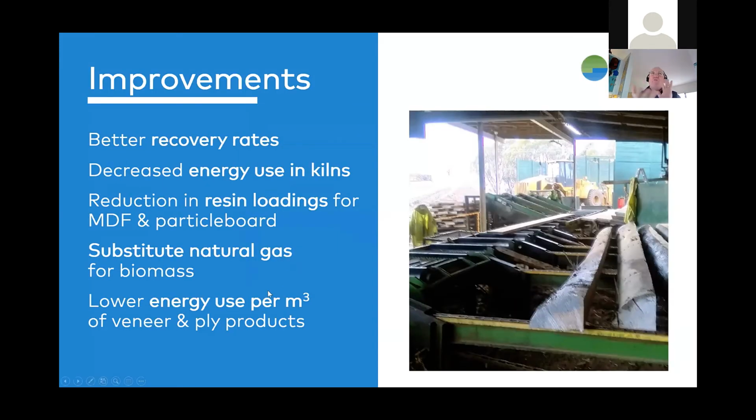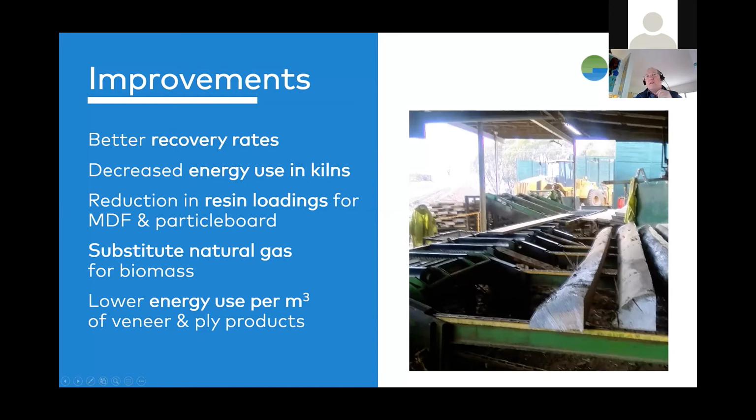So those improvements came about from better recovery rates, from decreased energy in kilns, and in the case of MDF and particle board, there's reduced resin loadings in those products that can make a significant difference. There's an increased substitution of natural gas with biomass residues, using those as fuel. And in the case of veneer and plywood products, there was just less energy used per cubic metre. So that's the improvements we found over that 10-year period.